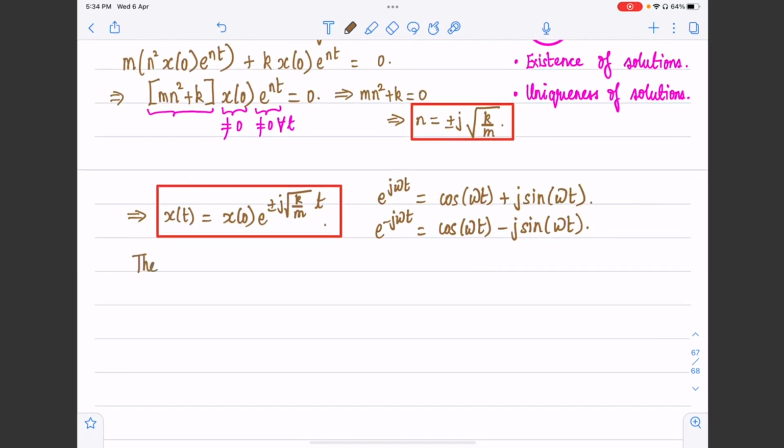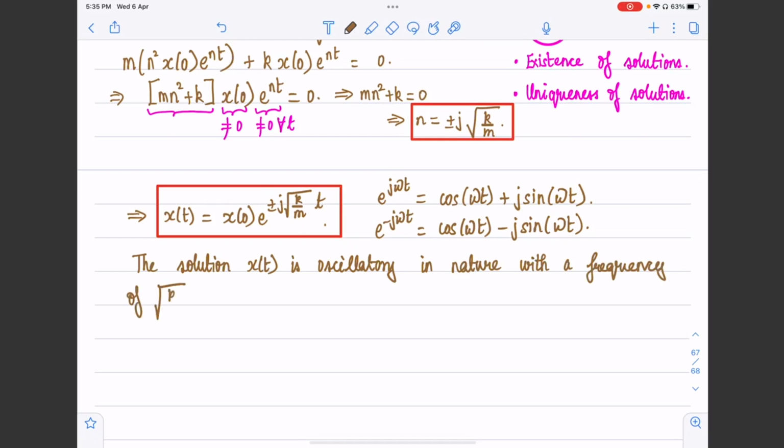So the solution x of t is going to be oscillatory in nature, with a frequency of square root of K by M. So this implies that the natural frequency omega n is square root of K by M, right? I hope it is clear how we got this expression for a single degree of freedom system.